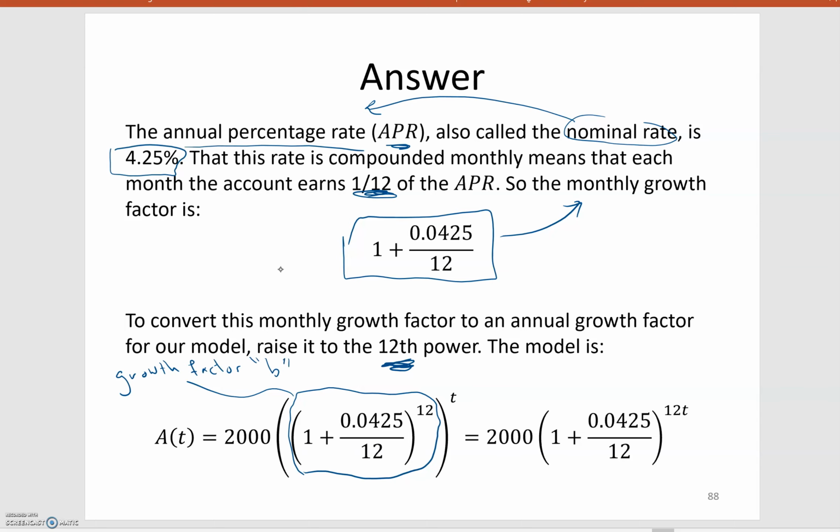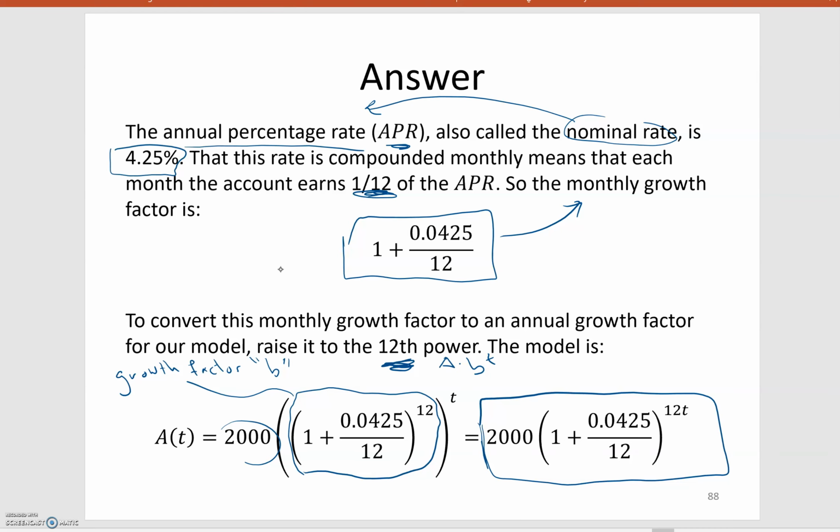And just like in the normal exponential model, A times B to the T, we have our A, we have our B, and then we have T. And then we can simplify this somewhat by multiplying these two together, simplifying this exponent. And there we go. There is our model for the compounded monthly. And it really all came down to understanding this statement right here that says that compounded monthly means that each month the account earns 1/12 of the APR, and then using that to get my monthly growth factor.